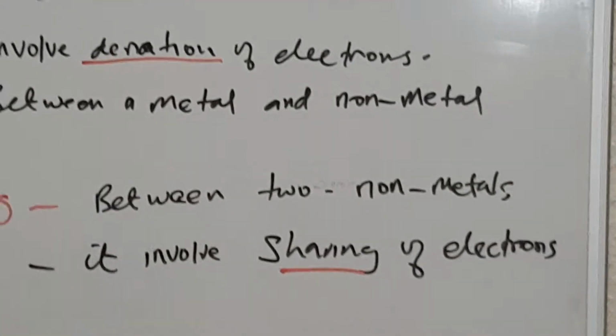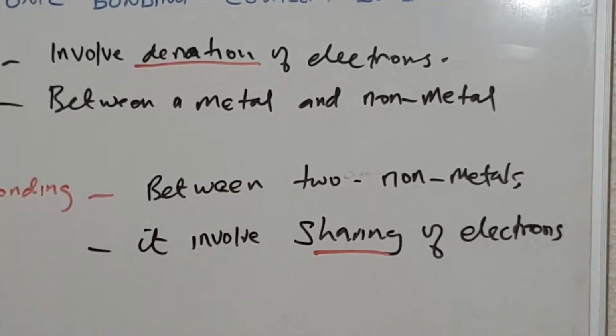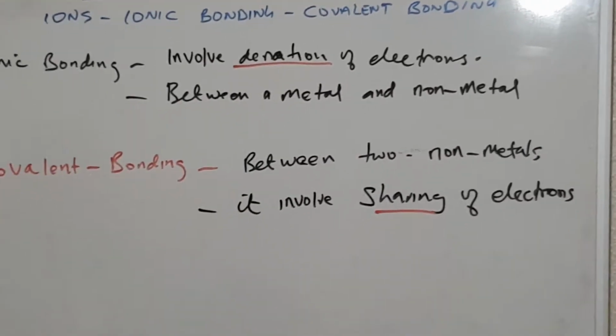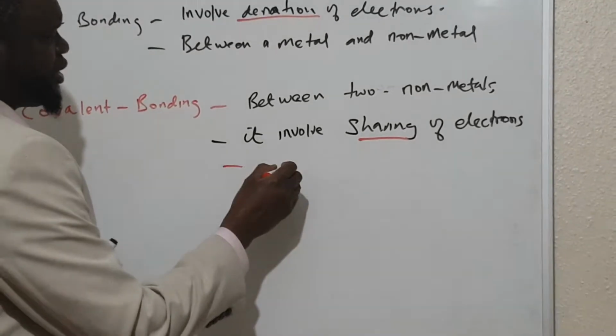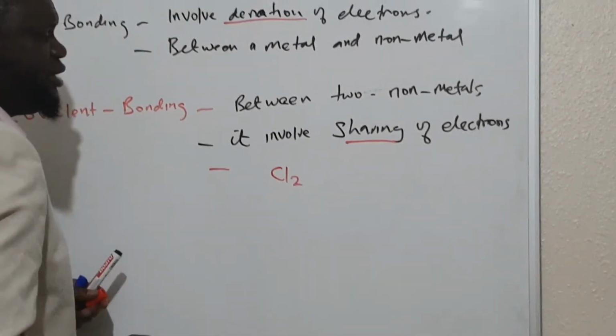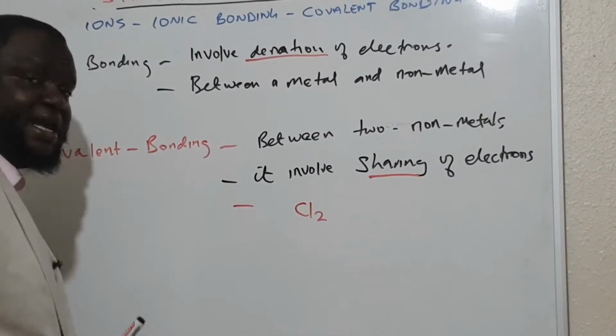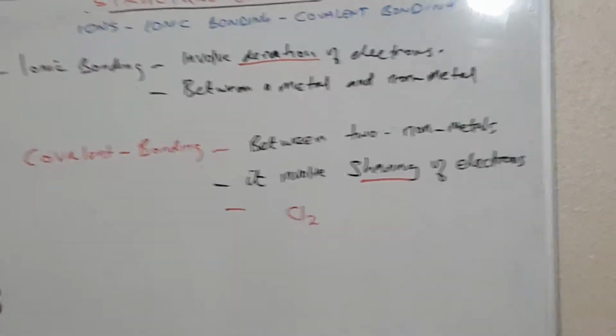And we're going to see examples of how it happens. Most of the cases are between two non-metals. As you can see, chlorine: two chlorine atoms sharing electrons. And we're going to see all of that in a minute.